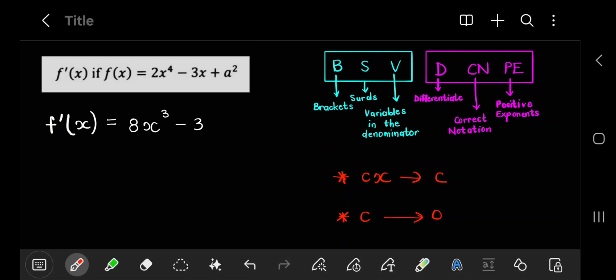Now, just to make sure we have differentiated all 3 terms, we've used the correct notation, and we've got positive exponents only. So this is our final answer.